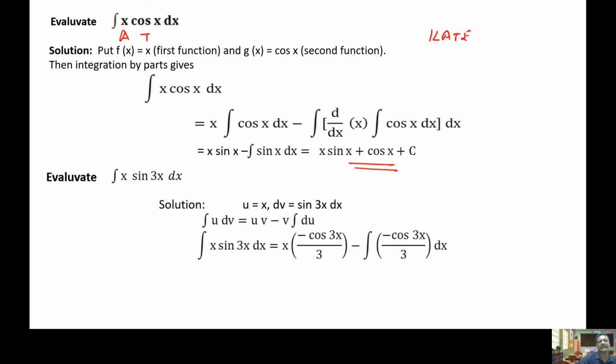Evaluate integral x sin 3x dx. Same. Here algebraic, here trigonometric. So the first function is x. So x into integral of sin 3x, which is minus cos 3x by 3, minus integral of the derivative of x, which is 1, into minus cos 3x by 3 dx. So minus x cos 3x by 3 plus 1 by 3 into integral cos 3x dx is equal to minus x cos 3x by 3 plus sin 3x by 9 plus c. This is the answer.